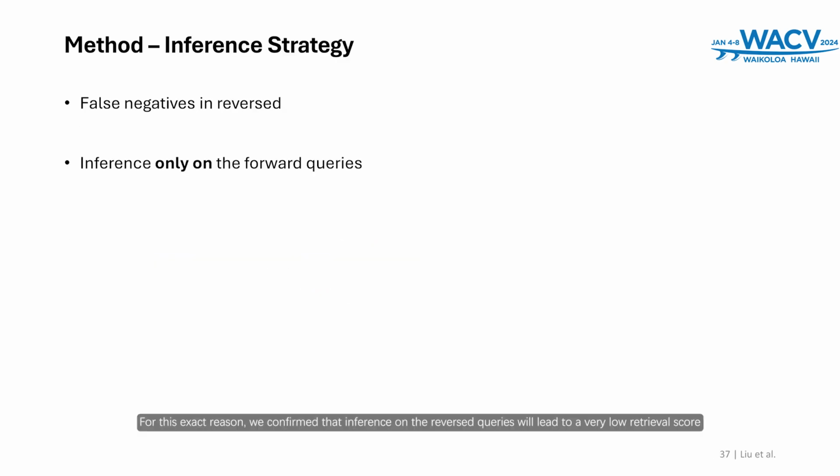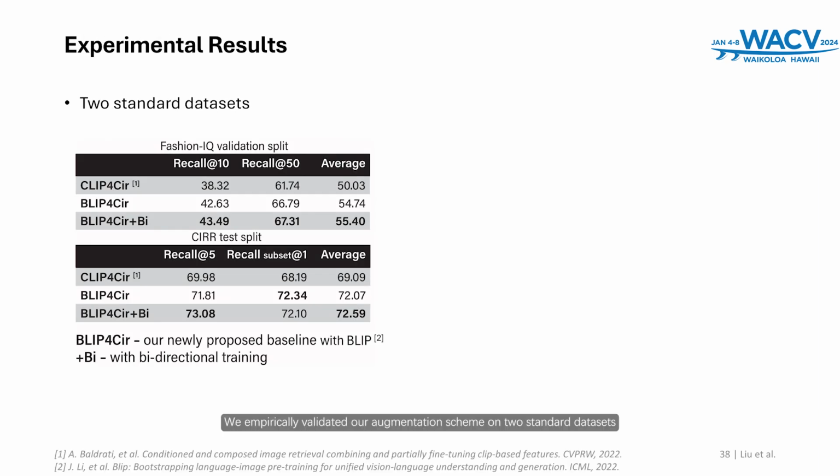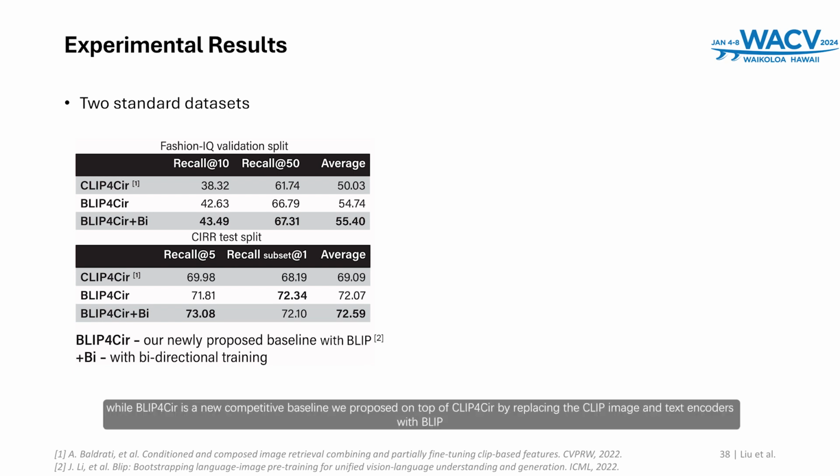For this exact reason, we confirm that inference on the reversed queries will lead to a very low retrieval score. So we chose to run inference only on the forward queries but not on the reversed. In other words, our inference strategy is identical to all existing work that do not involve bidirectional training. We empirically validated our augmentation scheme on standard datasets, while BLIP-BaseER is a new competitive baseline we propose on top of CLIP-BaseER by replacing the CLIP image and text encoders with BLIP.